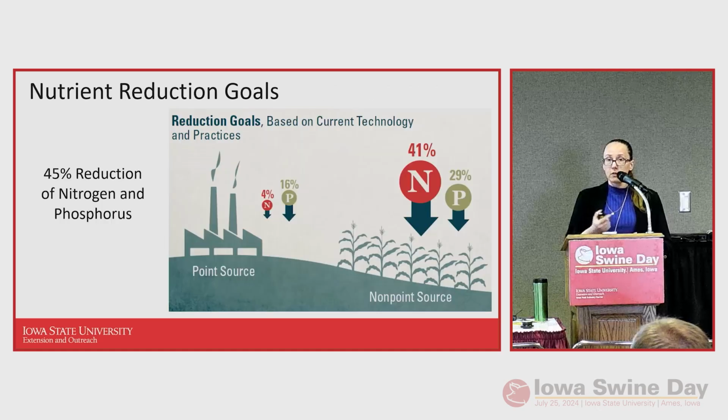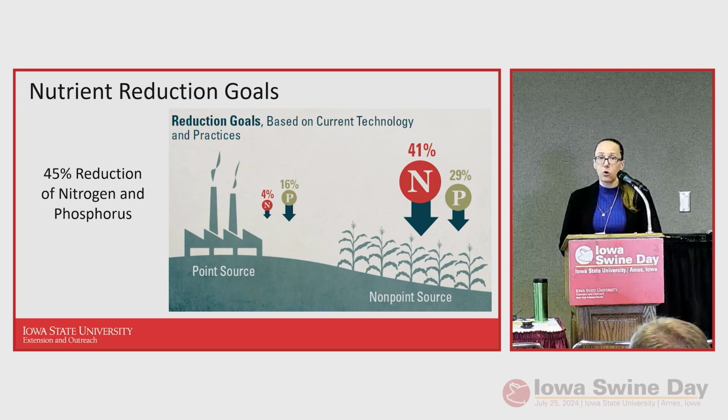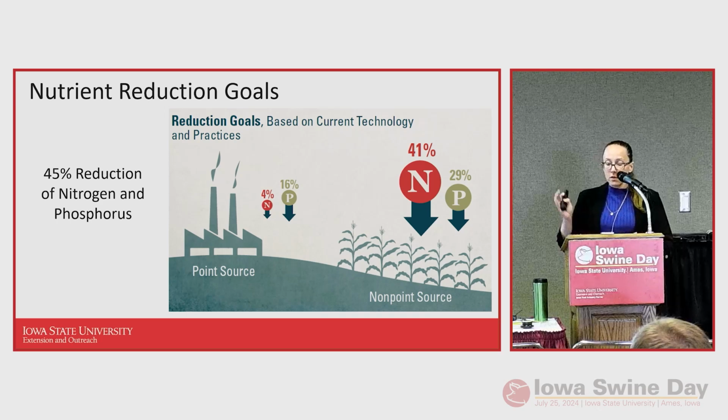Now, with this strategy, we have a 45% reduction goal. So if we kind of take what we just had in the last slide and look at that to split up the 45%, where do those 45% reductions have to come from? 41% nitrogen reduction needs to come from non-point sources, 29% phosphorus reduction from non-point sources, and then from the point source side, it's 4% nitrogen, 16% phosphorus. So a lot of this is going to come from the agricultural landscape.